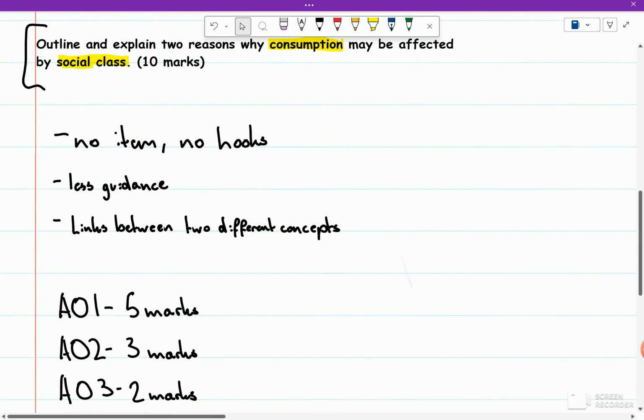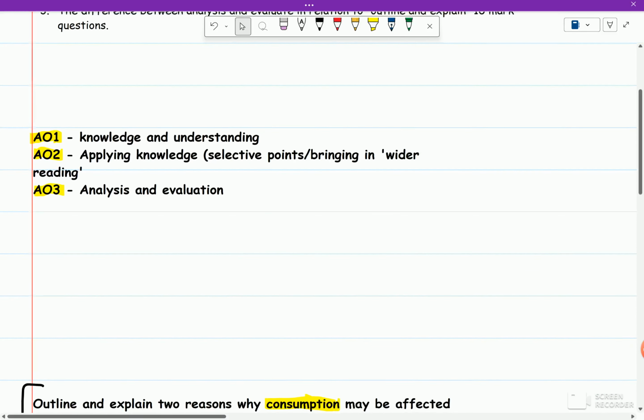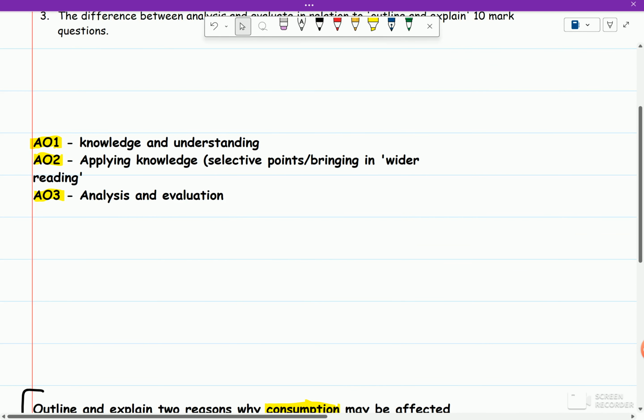Well, if we go back to the top here, we can see AO1, knowledge and understanding. So there's a lot of marks to gain in terms of your theories, sociologists, applying that knowledge and understanding, actually demonstrating that you know the dates, names, theories that are relevant to the question. And obviously there's 5 marks to gain there.